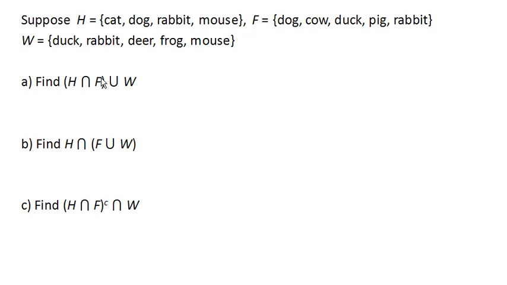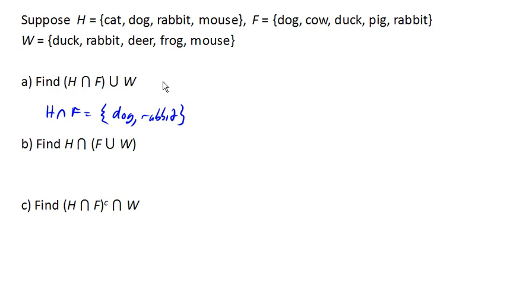So here, the parentheses tell me that first I need to figure out what the intersection of H and F are. So H and F, the intersection are the elements that are in both sets, which look like dog and rabbit.